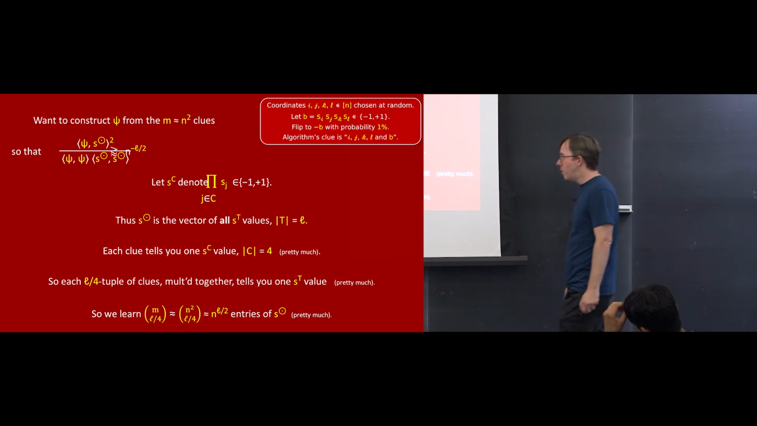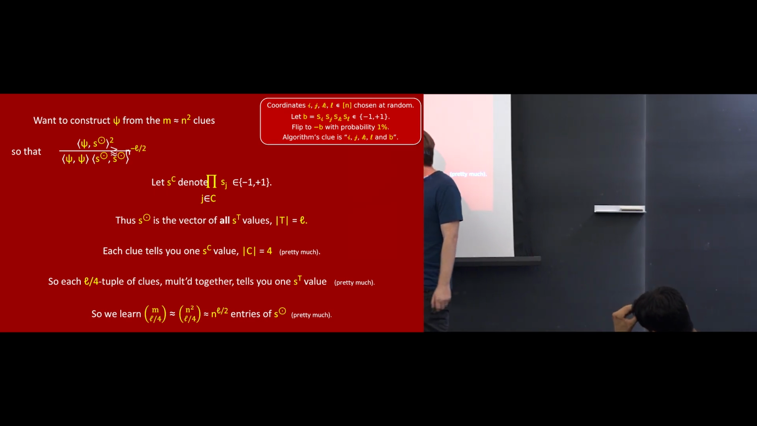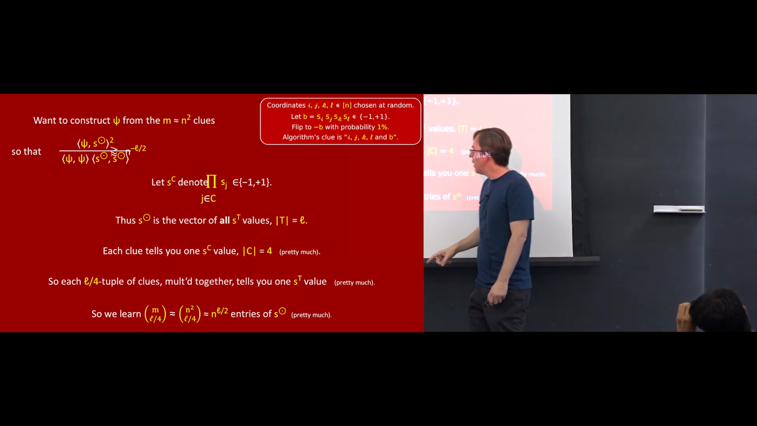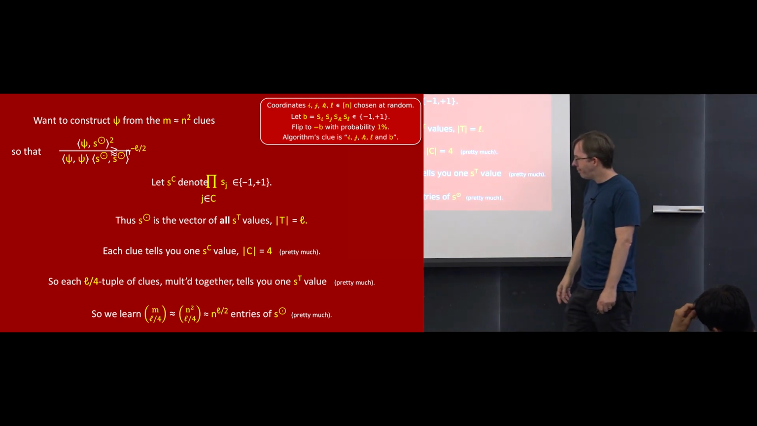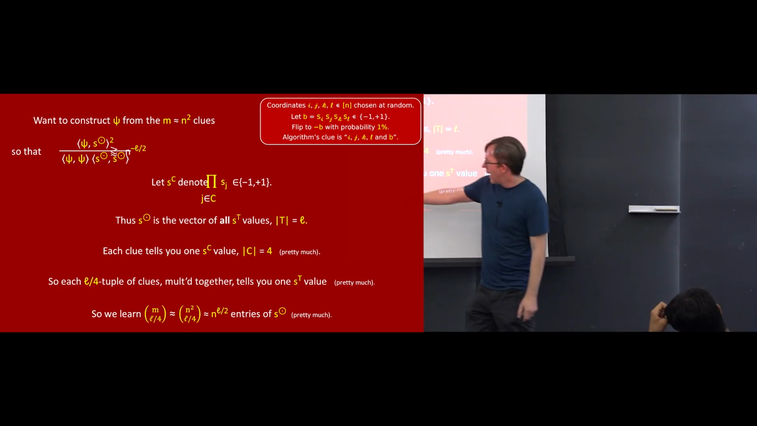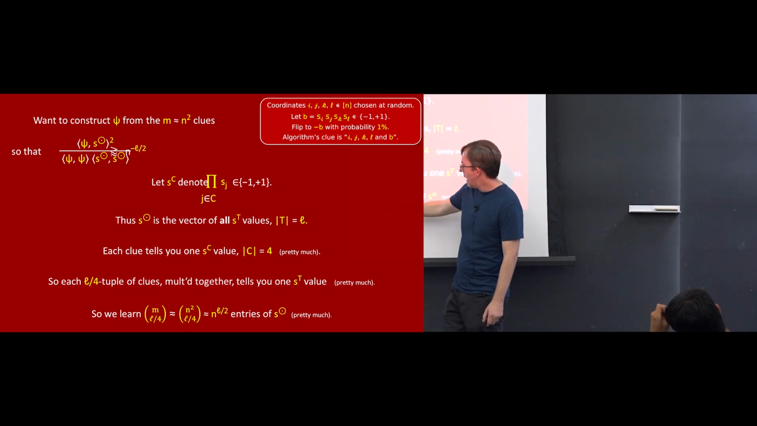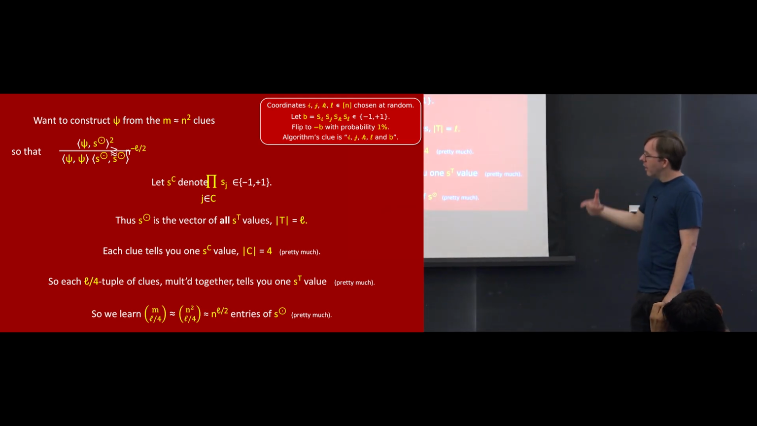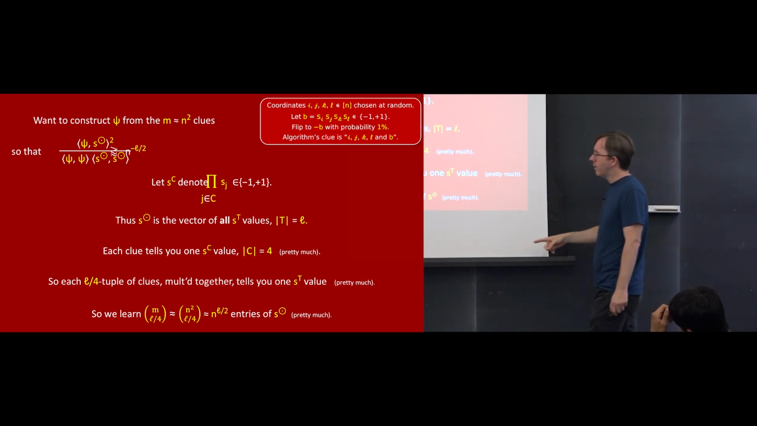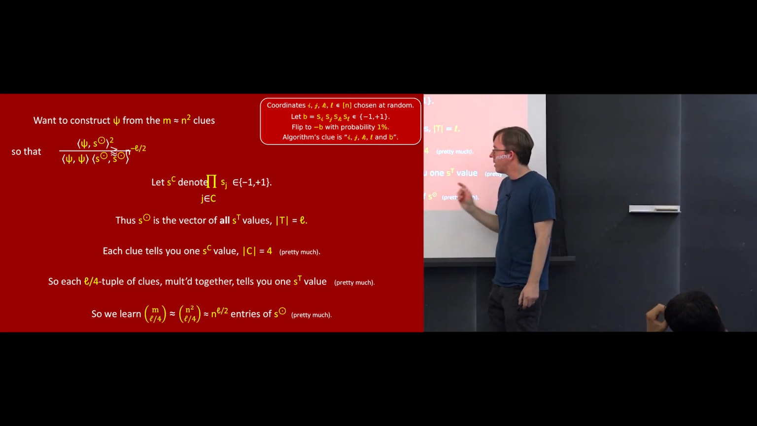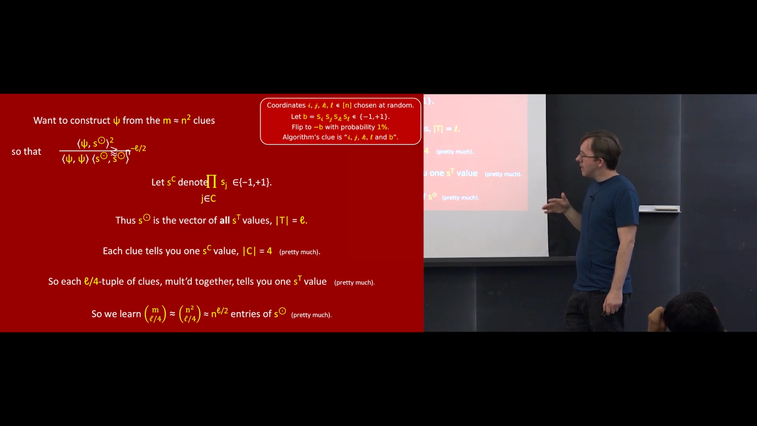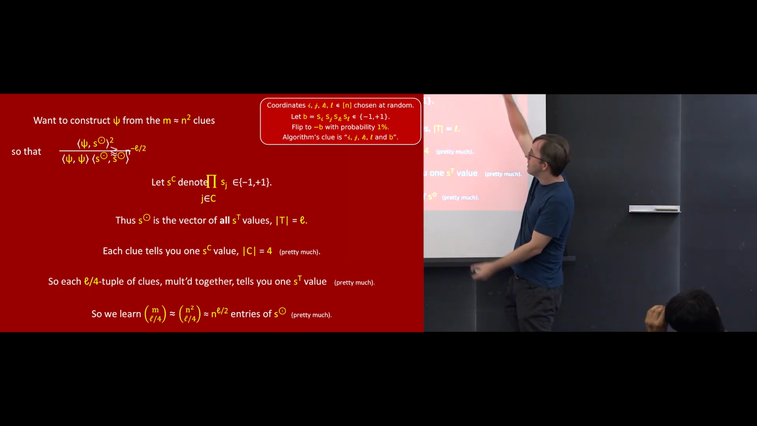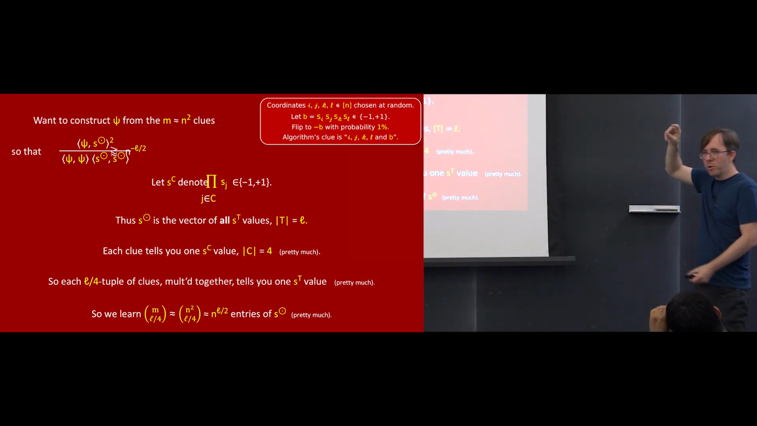So by doing this, you can learn, more or less, M choose L over 4 entries of S dot. And M is like n squared, so this is like n to the L over 2. So by doing this, you can take the clues and more or less figure out n to the L over 2 entries of S dot. And that's a decent number. I mean, S dot's dimension is like n to the L, so you've learned about square-root-dimension many entries.